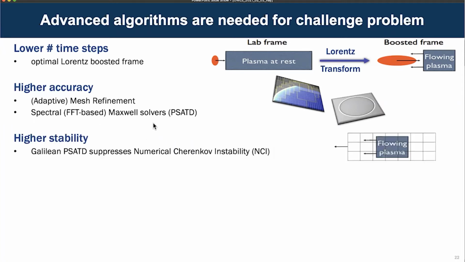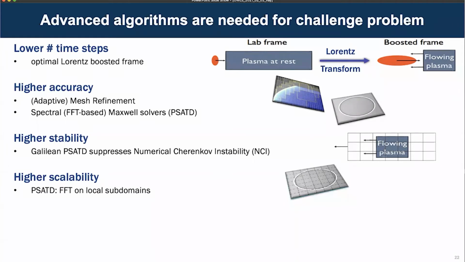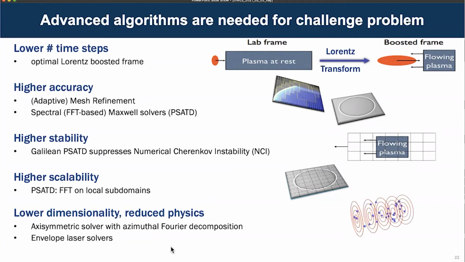So not just finite difference solvers as usual in PIC codes. For higher stability, we have a way to suppress numerical Cherenkov instability. So I will detail those a bit more. And for higher scalability, we do FFTs on local subdomains, not just on the full grid. I'll say more about this.